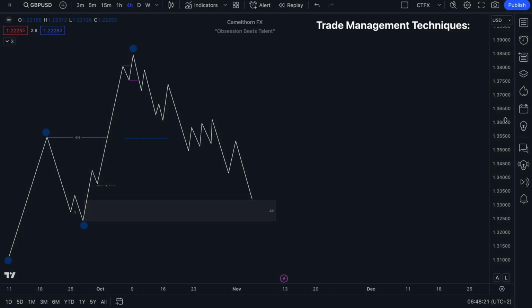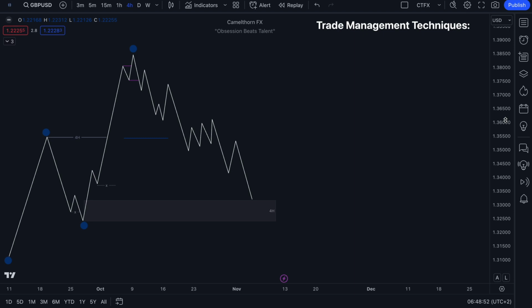Now, I believe that it's very important for every trader to have a clearly defined trade management approach outlined in their trading plan. The difference between a winning trade or a losing trade, a winning month or a losing month, can often be decided by the way you manage a position.